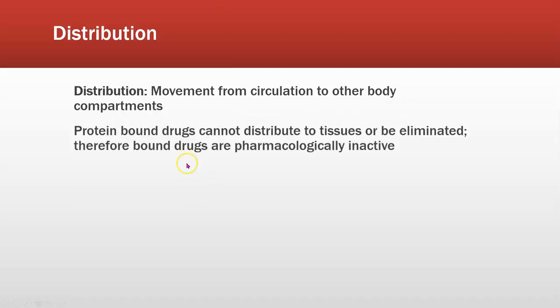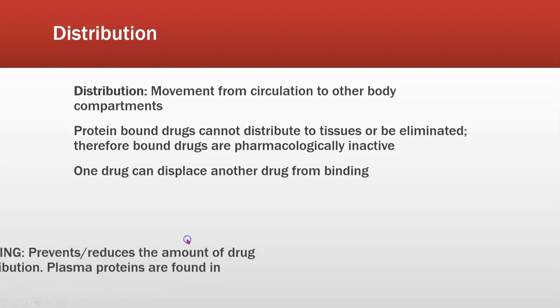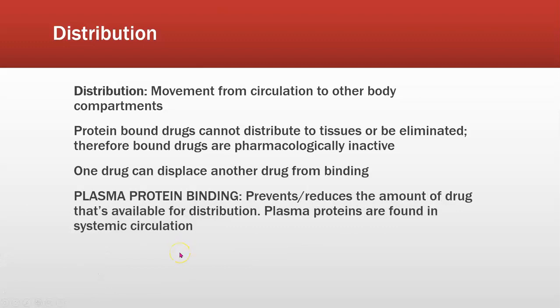And distribution, which we talked about, is movement from circulation to other body compartments. So protein-bound drugs cannot distribute to tissues or be eliminated. Therefore, bound drugs are pharmacologically inactive. One drug can displace another drug from binding. We just talked about that. Plasma protein binding prevents or reduces the amount of drug that's available for distribution. And plasma proteins are found in systemic circulation.